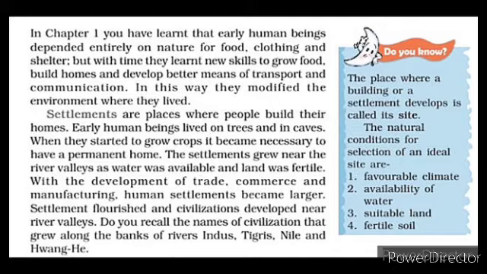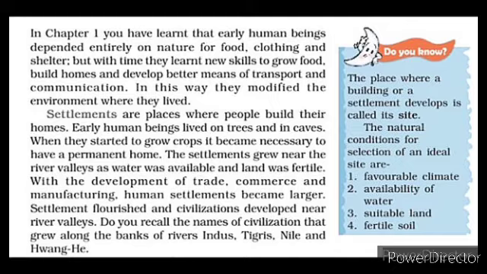Settlements are places where people build their homes. Early human beings lived on trees and in caves. So, when they started to grow crops, it became necessary to have a permanent home. The settlements grew near the river valleys as water was available and land was fertile. With the development of trade, commerce, and manufacturing, human settlements became larger.